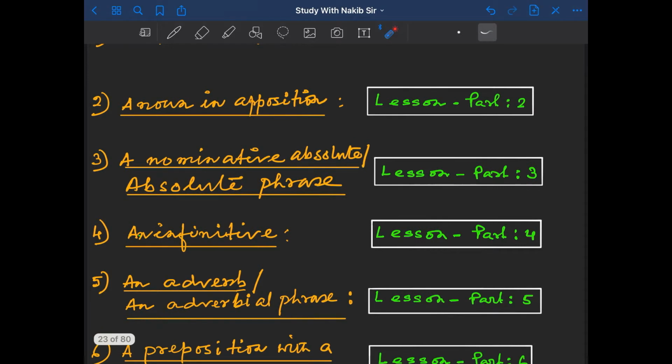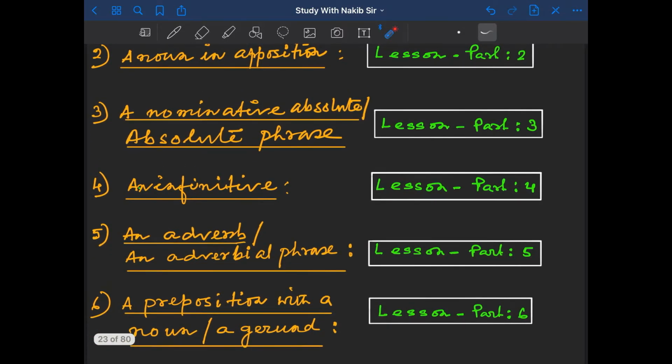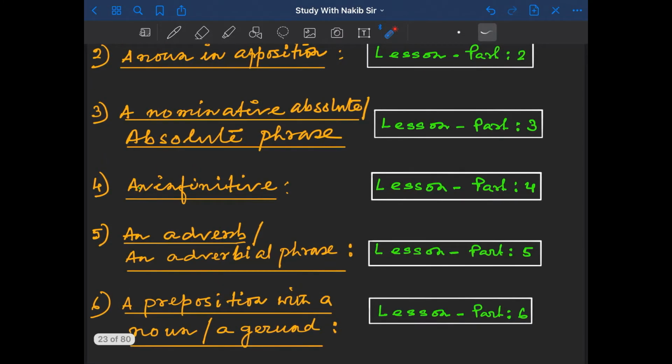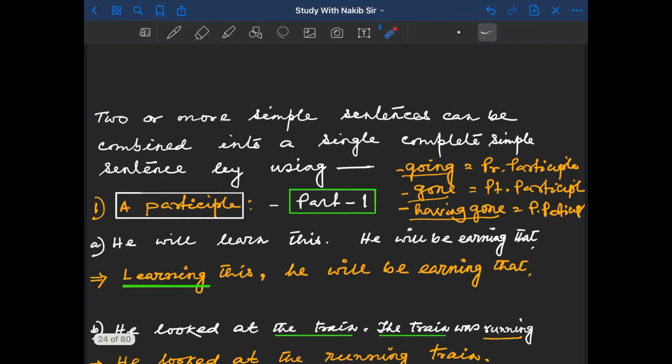Number 3, a nominative absolute or absolute phrase, lesson part 3 originally. And number 4, an infinitive, lesson part 4 originally. Number 5, an adverb or adverbial phrase, lesson part 5 originally. And number 6, a preposition with a noun or a gerund, lesson part 6 originally.